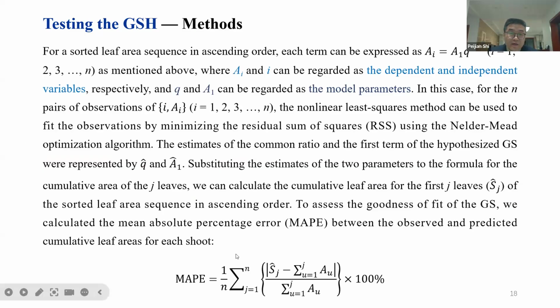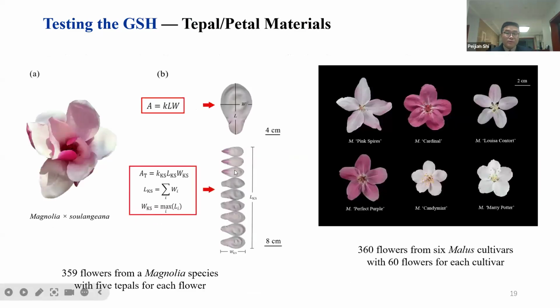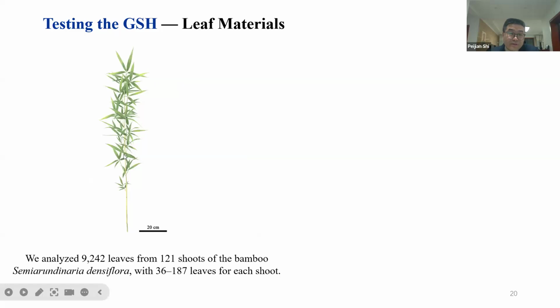Sorry. As a rule of thumb, if MAPE is less than 5%, we can say the goodness of fit is better. We also use the Magnolian species and the six cultivars, other flowers to test it. And we use a bamboo species. This bamboo species has so many leaves for each shoot, so we scaled each shoot. I must thank my students for doing this work. Okay.